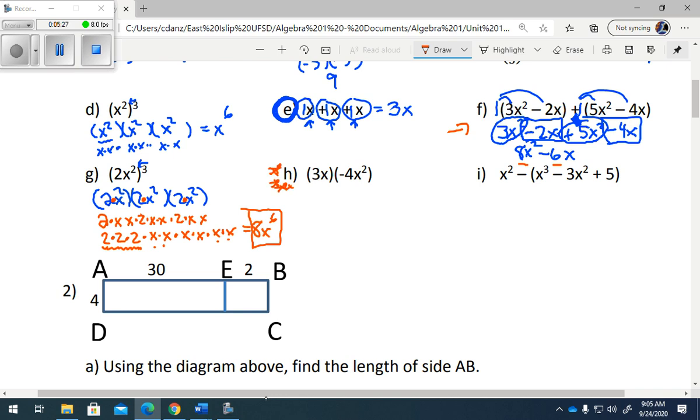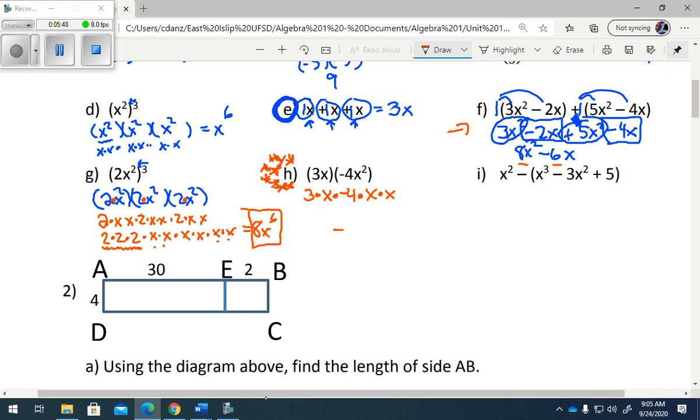There are no plus or minus signs. This is multiplication. There's a whole lot of factors here. This is 3 times x times negative 4 times x times x. No plus or minus signs. This is just a whole bunch of factors. I'm going to be left with a monomial for an answer.